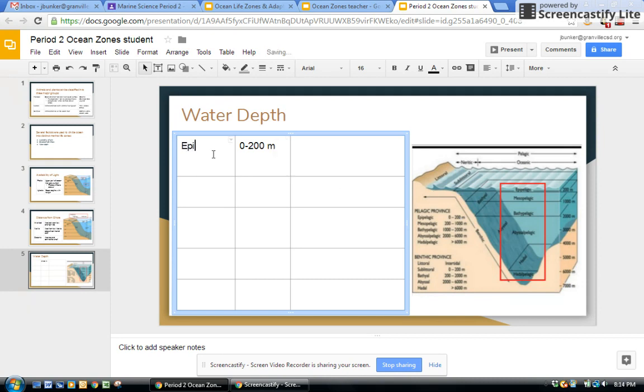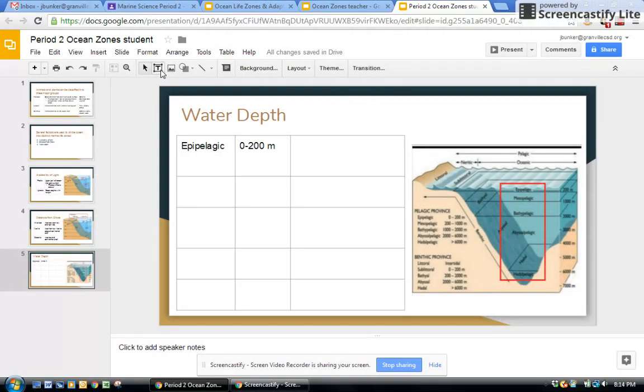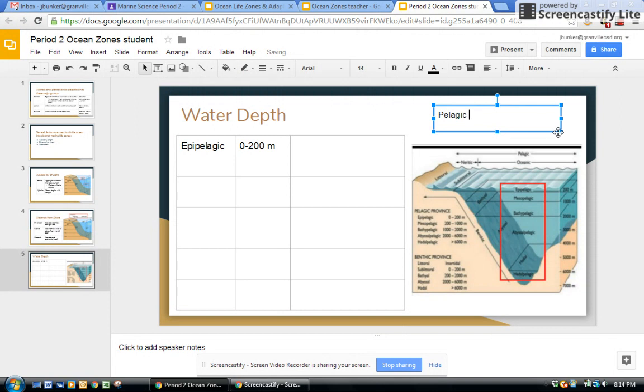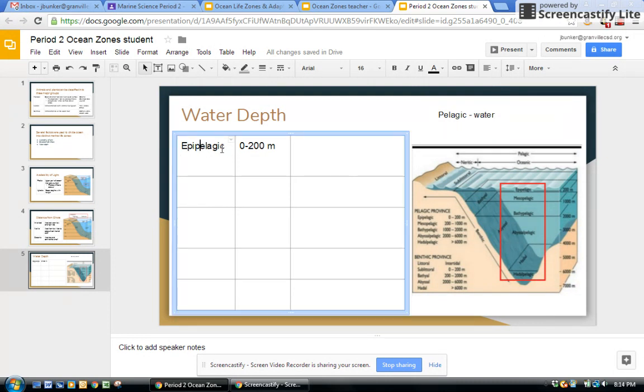This is called the epipelagic zone. I should probably mention this word pelagic. You are going to see that in all of the zones. This word, and we're going to actually write it right over here, means water. So when we're referring to the zones by depth of the water, we would use that word as part of these zone names. So epipelagic is the first one here.